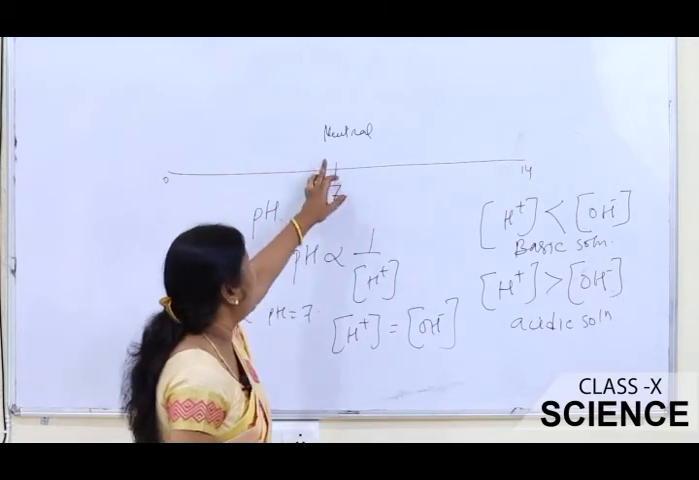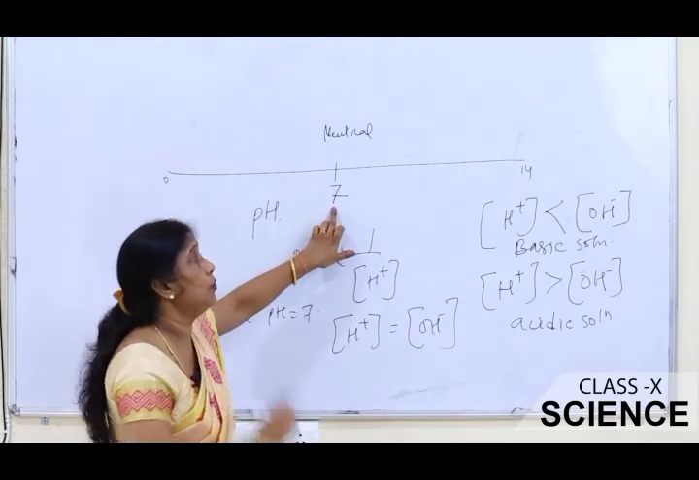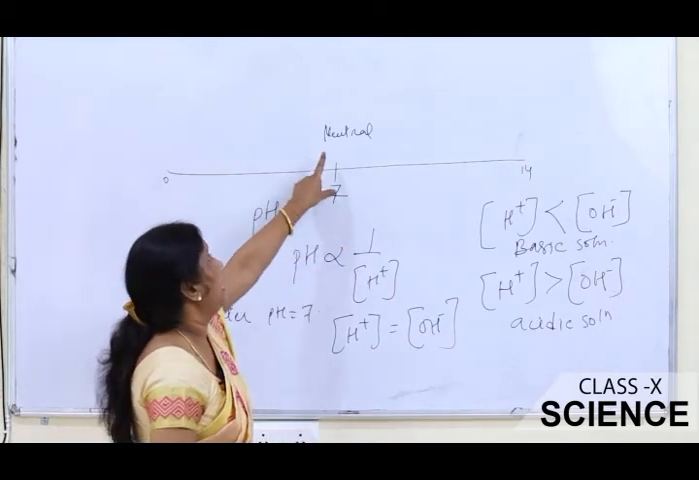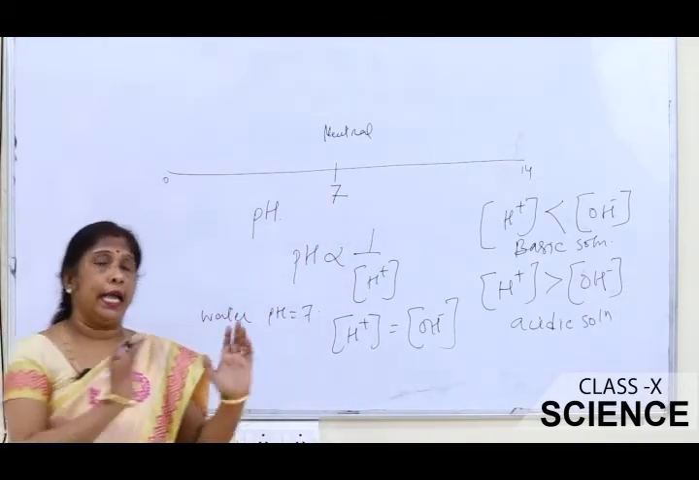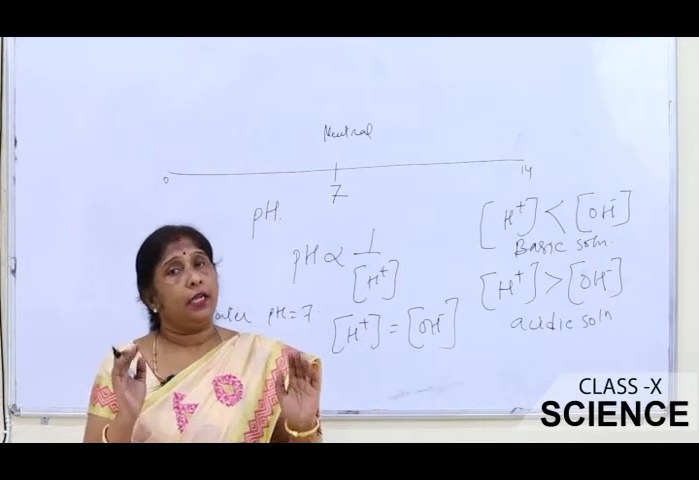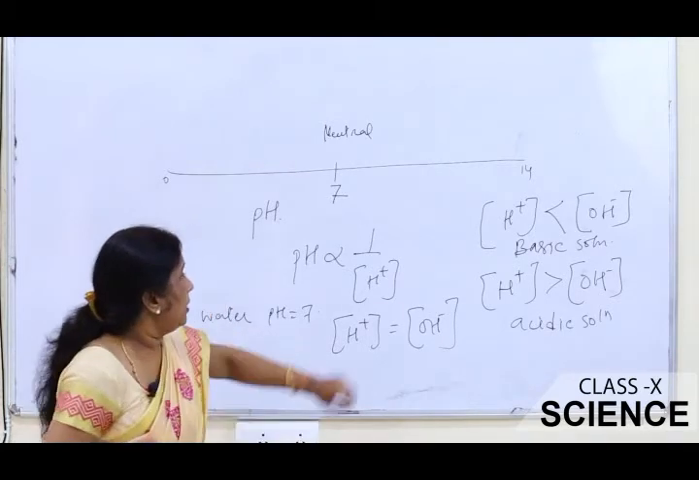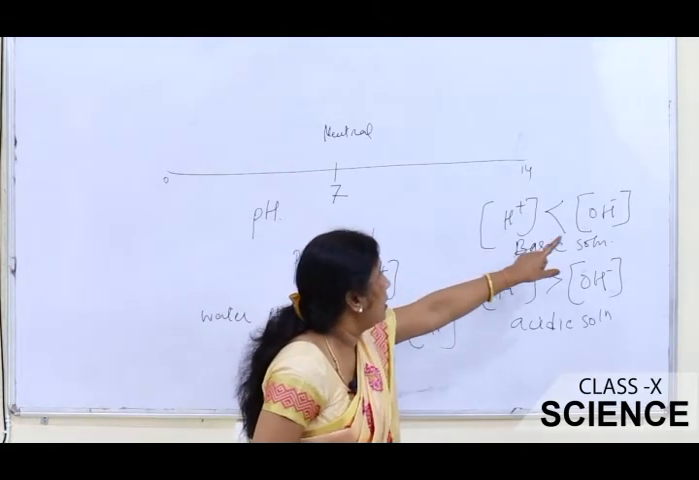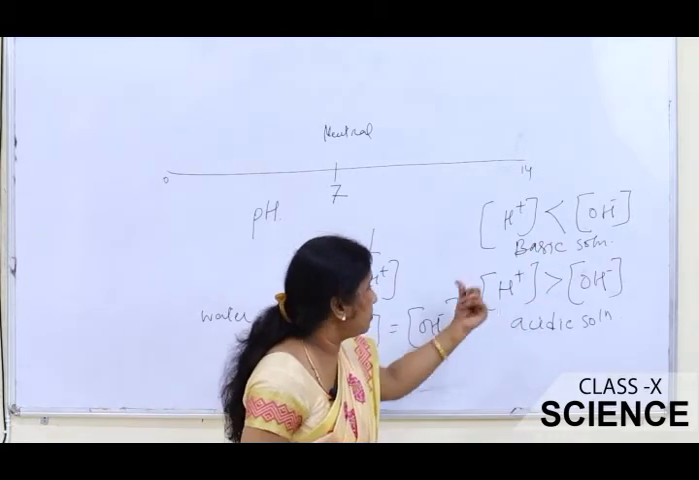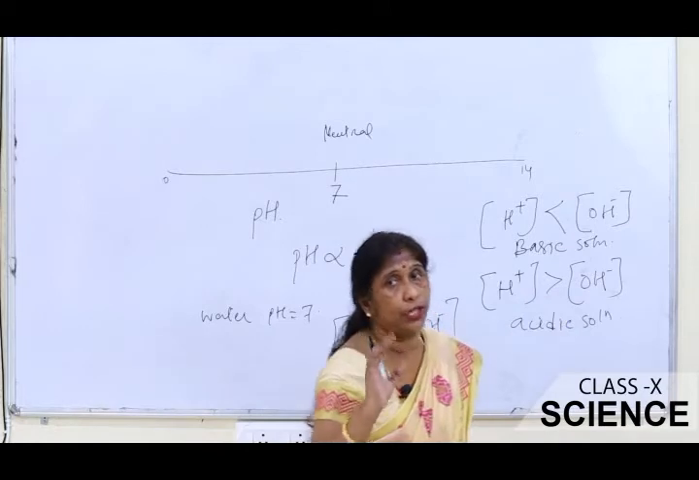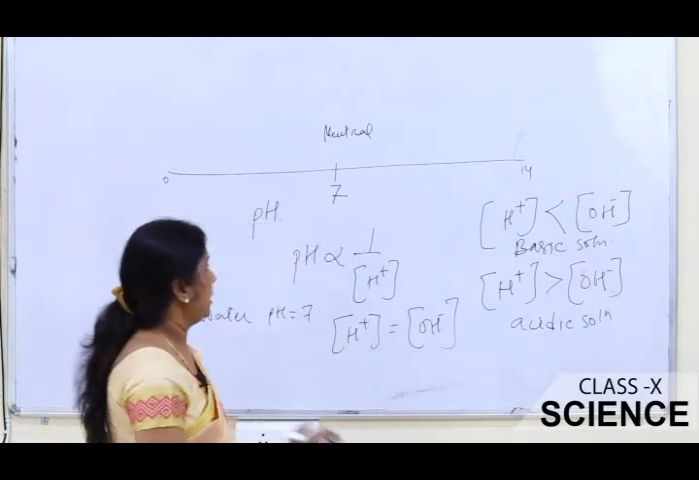So water with the pH value exactly equal to 7 is neutral in nature because the concentration of H+ ion and the concentration of OH- ion are equal in that case, right. So if H+ ion is less and OH- is more, it is a basic solution, and if H+ ion is more than the OH- ion in a solution, then it will be an acidic solution.